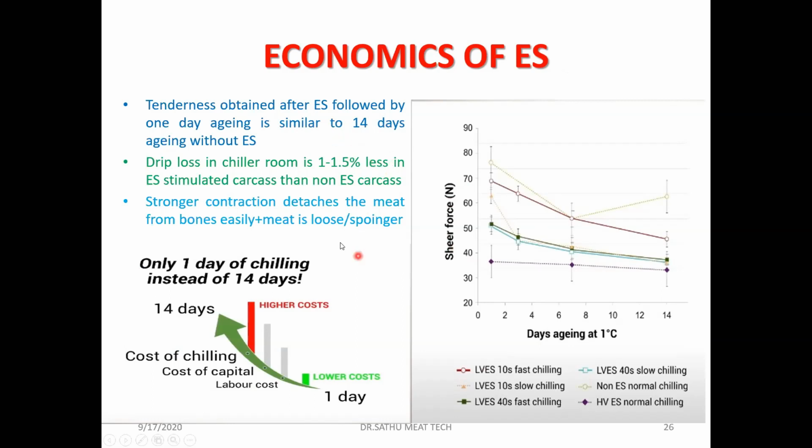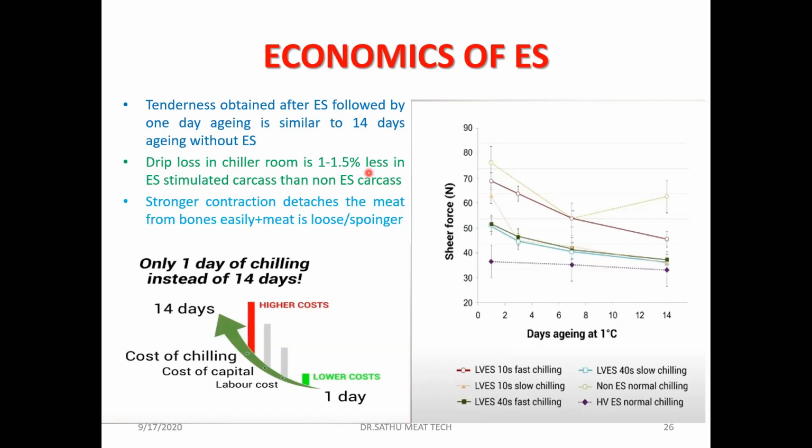Since we are getting it in 1 or 2 days, there is no need to keep it chilling for long, or in the aging room for a long duration. Because if you keep it for aging for a long duration, the cost of electricity will be more, labor involvement will be more, and the throughput will be reduced. Another advantage I found is that most studies show drip loss in the chiller room is 1 to 1.5% less in electrically stimulated carcasses than in non-stimulated ones. 1 to 1.5% is a big value where the number of animals slaughtered is large.